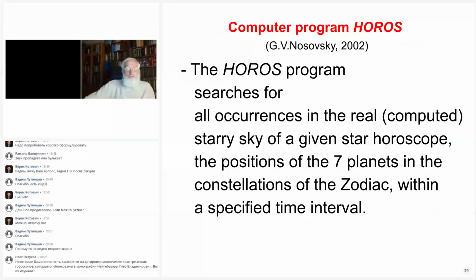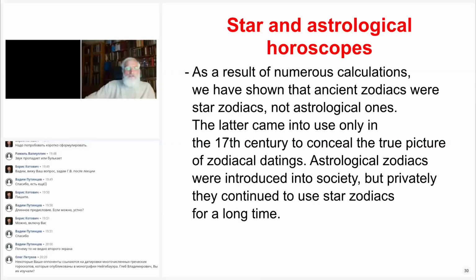We wrote a program that automatically calculates all solutions at a specified interval and outputs them for a given horoscope, specifically a star horoscope. Now we have also written a program for the sign horoscope. We use it too, but initially, it was for the star horoscope. It is important to understand that there are star horoscopes, which refer to ancient horoscopes when the arrangement of planets in constellations was considered.